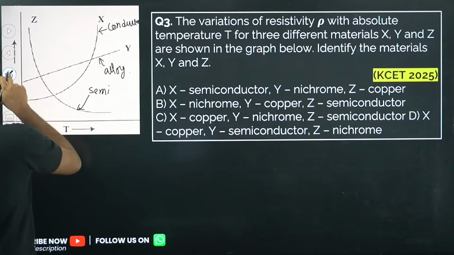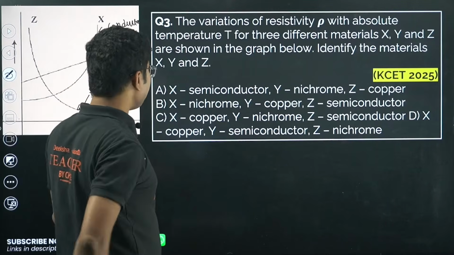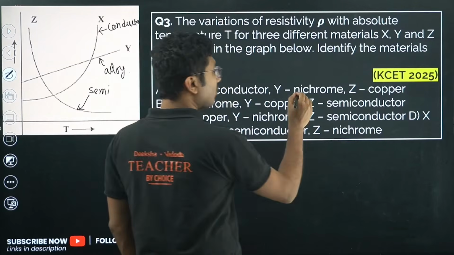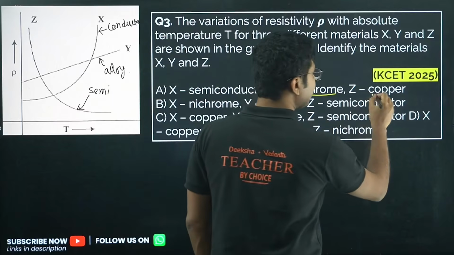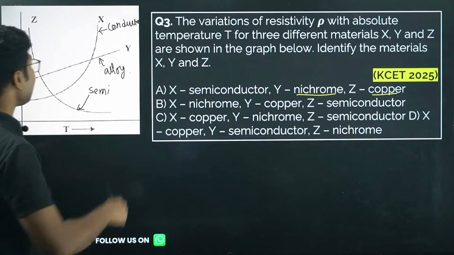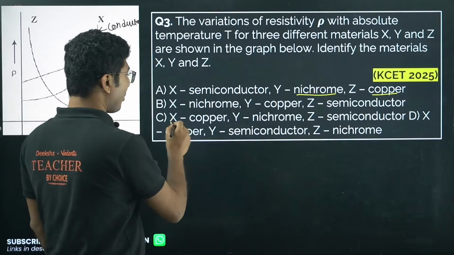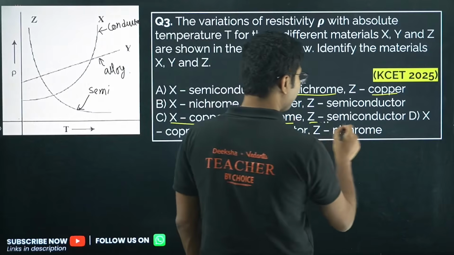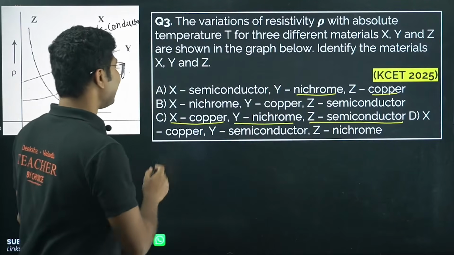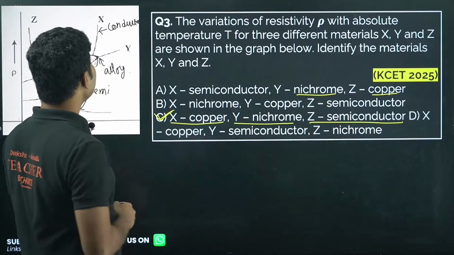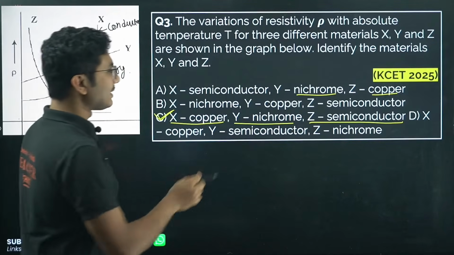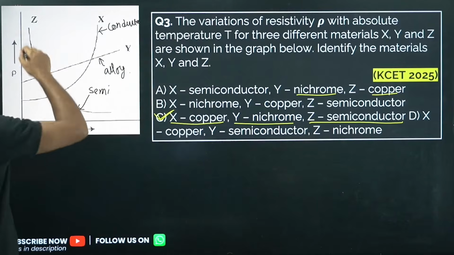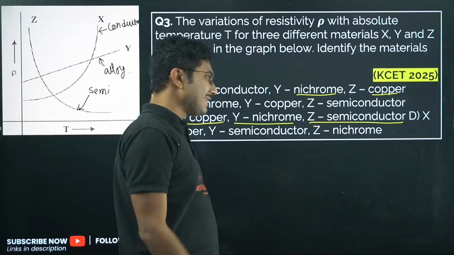Okay, so now let's see the options. X is semiconductor, Y is nichrome, Z is copper. So here nichrome is an alloy and copper is a conductor. So who is the conductor? Conductor is X. So X is copper, Y is nichrome and Z is semiconductor. So option C is correct. Y is nichrome, an alloy, and Z is semiconductor, which is decreasing resistivity. So option C is correct.